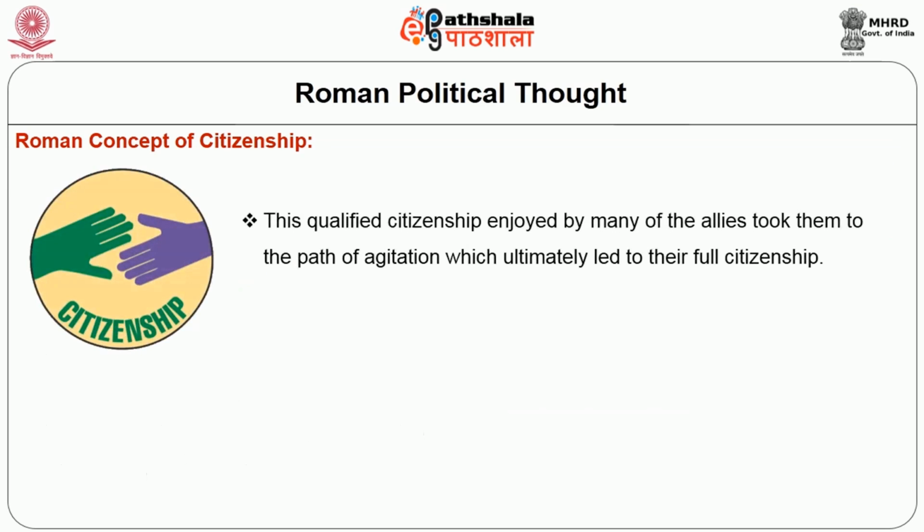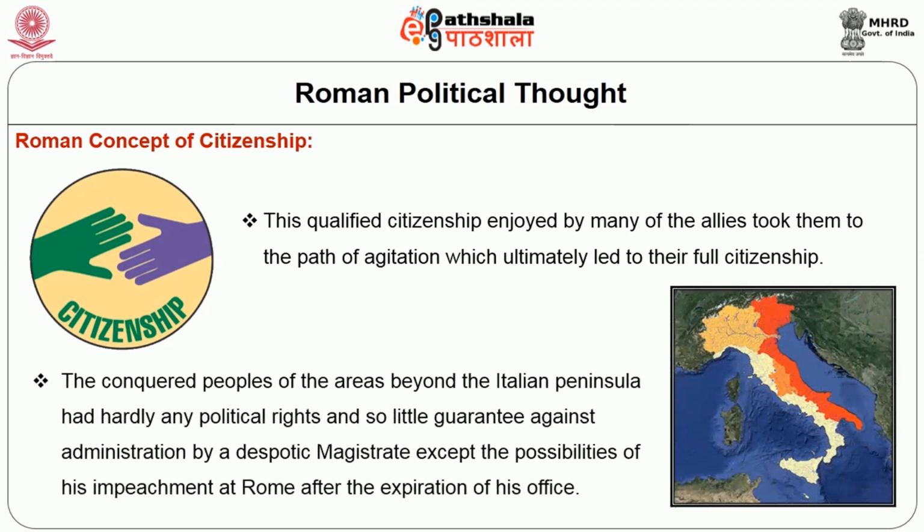In a word, the qualified citizenship enjoyed by many of the allies took them to the path of agitation, which ultimately led to their full citizenship. But the conquered peoples of the areas beyond the Italian peninsula had few political rights, and little guarantee against administration by a despotic magistrate except the possibility of his impeachment at Rome after the expiration of his office.